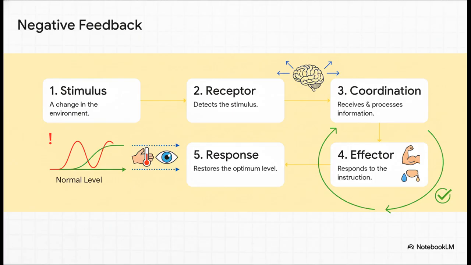The brain figures out what's gone wrong and sends out an instruction to an effector. Now, here's a key point. An effector is always a muscle or a gland. Its job is to carry out the response, the thing that brings everything back to normal. So it's this constant cycle: detect, decide, and correct.